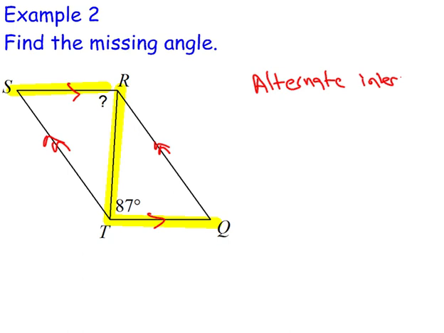Alternate interior angles. So whenever you see something that looks like a Z, and you know that this is parallel to this, you will have alternate interior angles. So this angle here is equal to this angle here. So the missing angle is 87 degrees because alternate interior angles are equal.